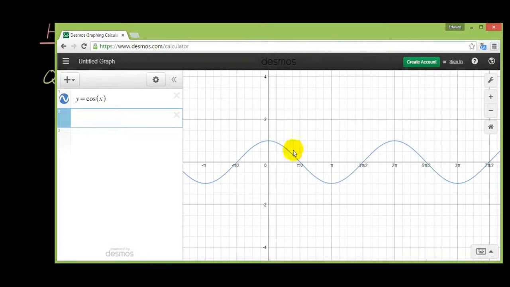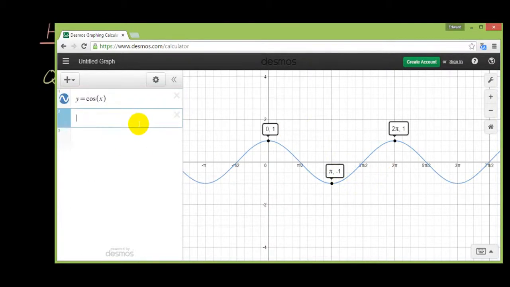So you can see I have already typed in y equals cosine x. It starts at when x is 0, y is equal to 1, and the curve goes down to -1 at x is pi, and then goes back up to 1 when x is 2 pi. So these are the key points.